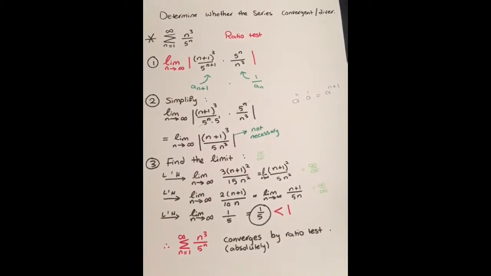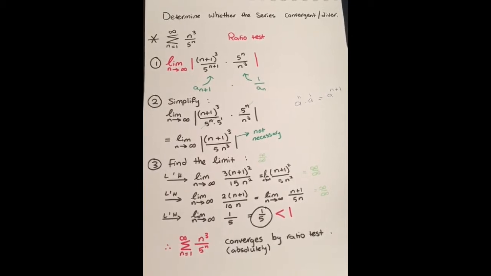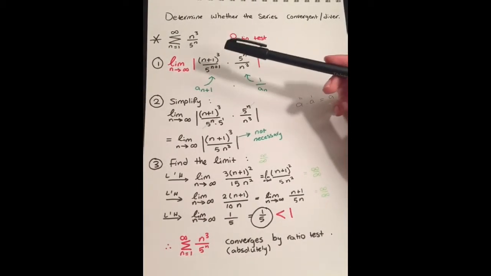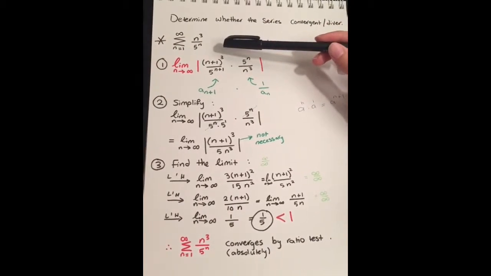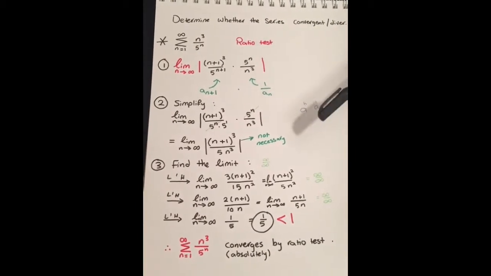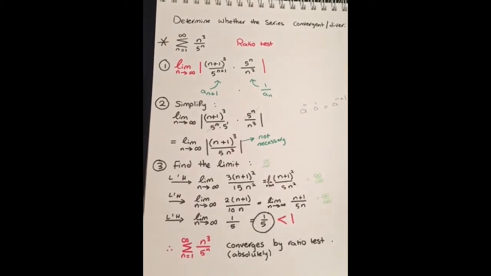Hi everyone, today I'll show you how to determine whether a series is convergent or divergent. So the problem that we have is the series of n equals 1 to infinity of n cubed over 5 to the n. For this problem I will use the ratio test because it's very easy to use this test to find our final answer.